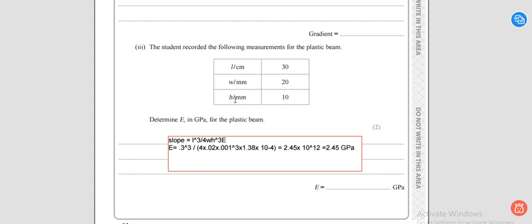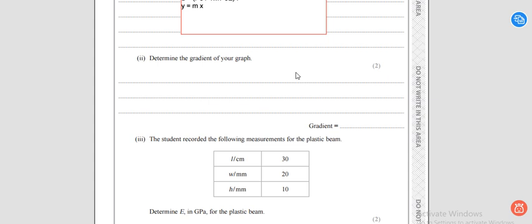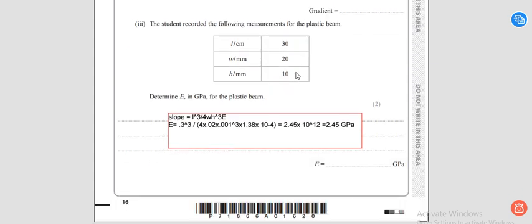How can we get the E? As we know from this question that this is the slope, so we equate it to the value obtained from the graph, and after that rearrange and substitute.